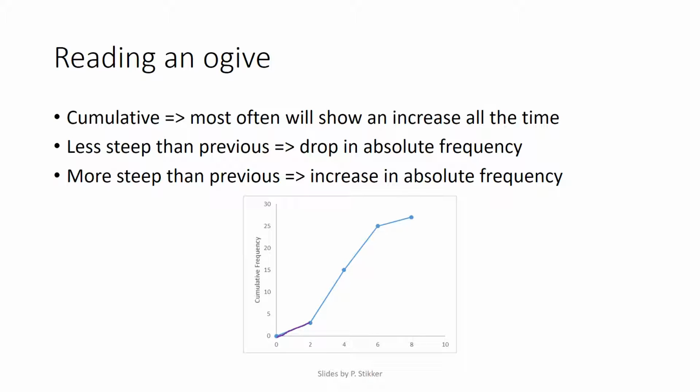So this one is not so steep and the next one is a lot steeper. So that means that the frequencies have increased a lot. The next line segment is slightly less steep than the previous one. So the absolute frequencies have dropped a little bit, but are still higher than the ones up here. In the last segment, we have again a very small steepness, so the absolute frequencies dropped a lot, even lower than the original 0 to 2 bin. To practice reading these ogives, I have a few examples on the next slides as well.